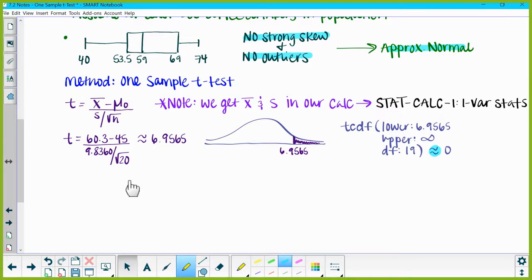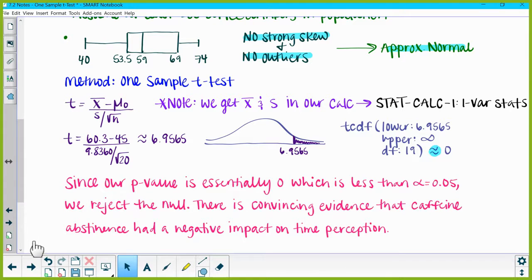Now that we have our p-value, we can conclude, since our p-value is essentially 0, which is less than alpha, very obviously, we reject the null. There is convincing evidence that caffeine abstinence had a negative impact on time perception. You could even say there's convincing evidence that caffeine abstinence caused an overestimation of time, similar to what they said in their parentheses.